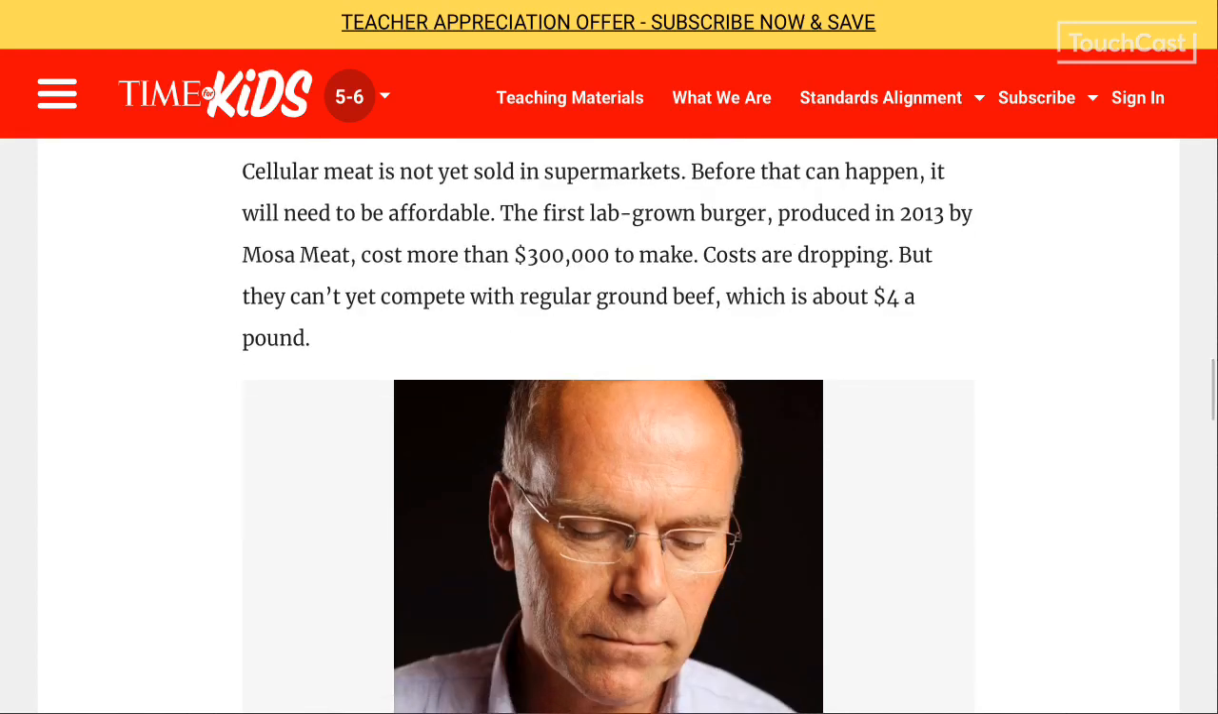Cellular meat is not yet sold in supermarkets. Before that can happen, it will need to be affordable. The first lab-grown burger, produced in 2013 by Mosa Meat, cost more than $300,000 to make. That's something new to me too. That's definitely a challenge. Costs are dropping, but they can't yet compete with regular ground beef or minced beef, which is about $4 a pound.